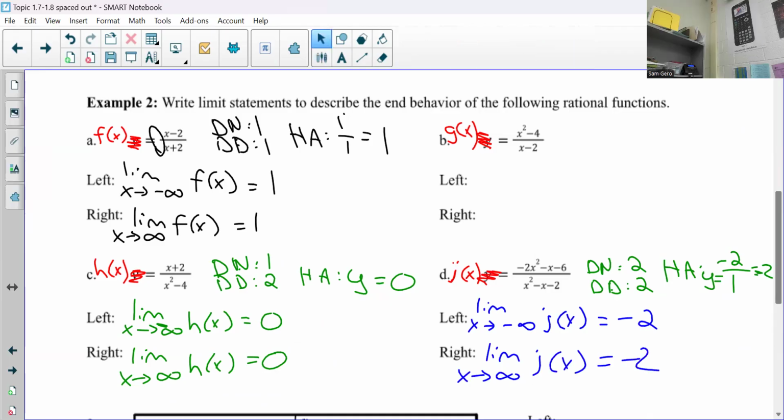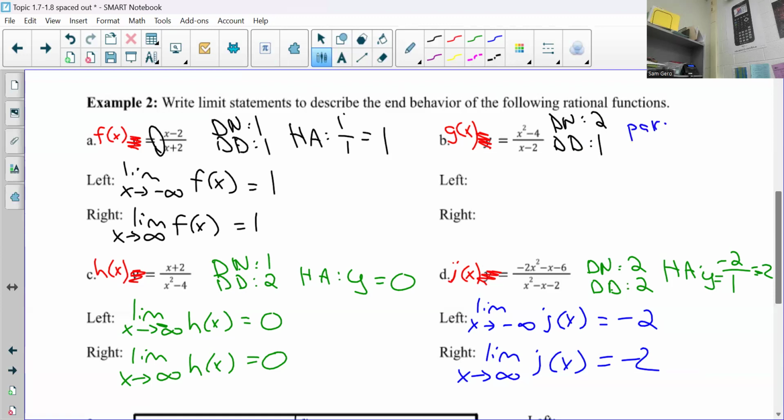Now I only skipped b for a second because b has a slant. You'll notice the degree of the numerator is 2, the degree of the denominator is 1. It's bigger by 1, there's a slant. So let's talk about the slant parallel line. Parallel slant asymptote y equals 1 over 1 x. So that has a positive slope. That's what I really care about, the positive slope.